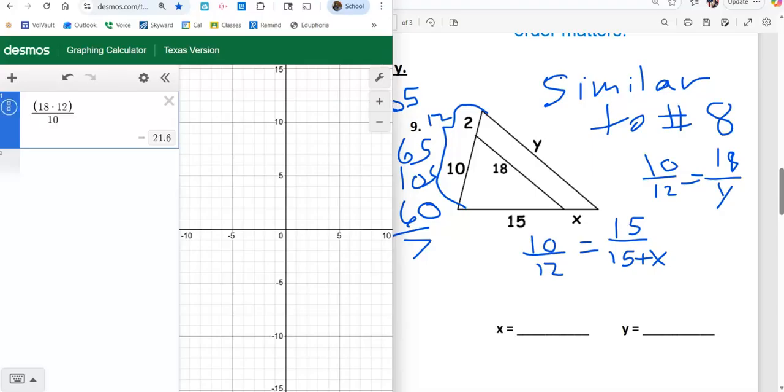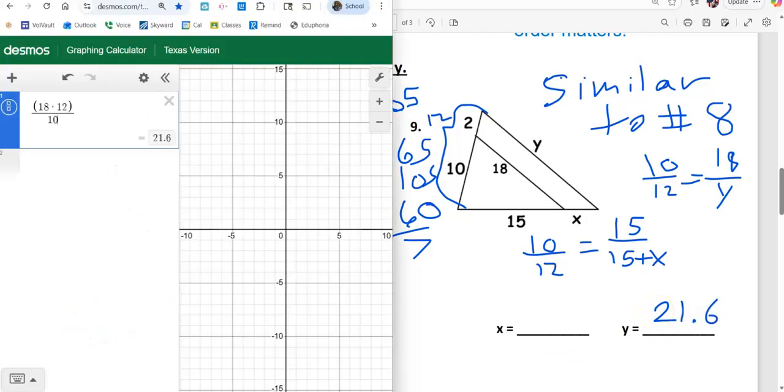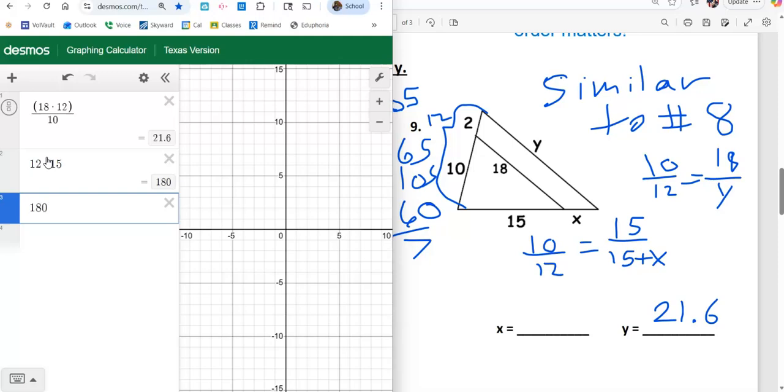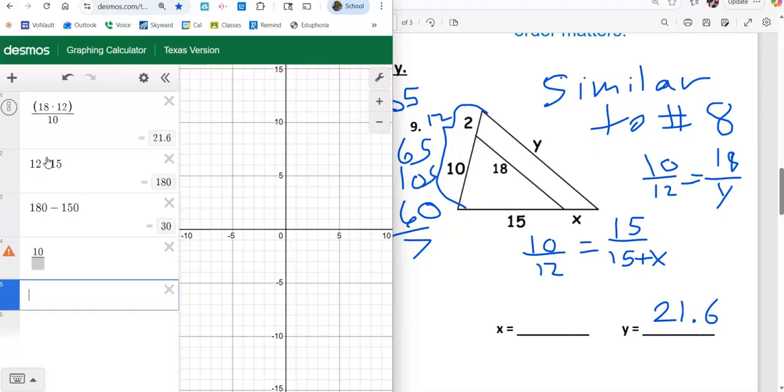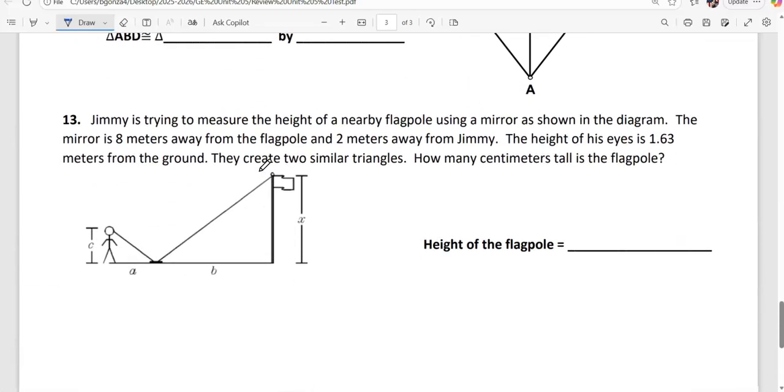All right, so for y we get 21.6. And when you solve for this one, you get 3 for x. All right, and then a couple more.